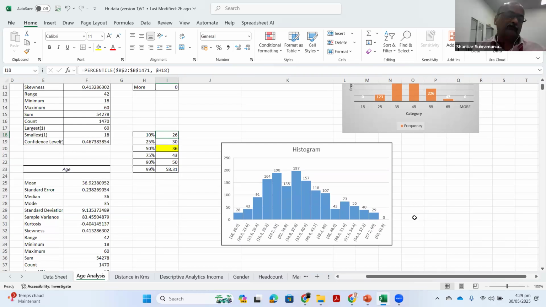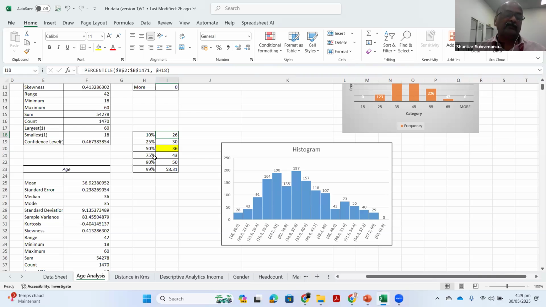Okay, so this is pretty easy to handle. You say, this is the formula. This is equal to percentile. Then you mark the array. Then you say 10% here, put it there, and mark it in this cell, H18. Then you spread it to 25, 50%. 50% is the mean. So you see automatically that is needed.